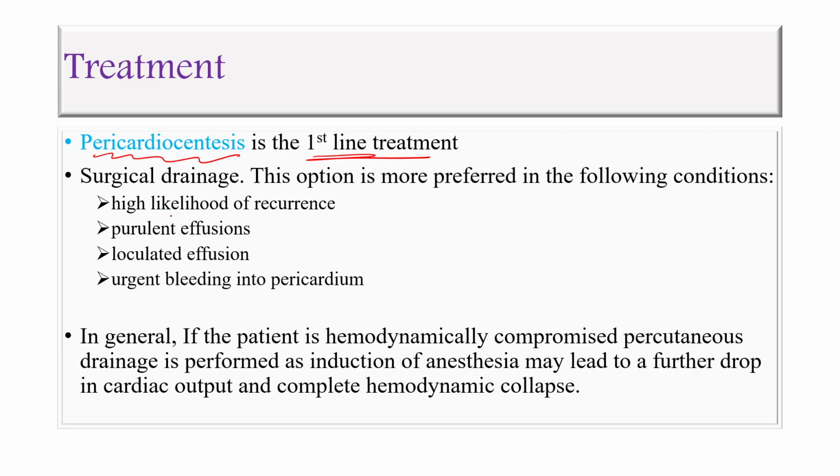If the patient has recurrence, a purulent effusion, a loculated effusion, or urgent bleeding into the pericardium, as in cases of complications of stentings or heart surgeries, the preferred method is to go for surgery. Whatever it is, you must save your patient.